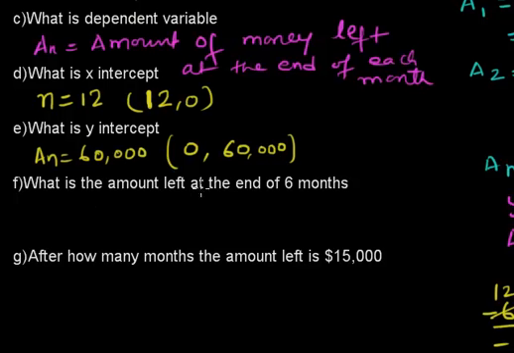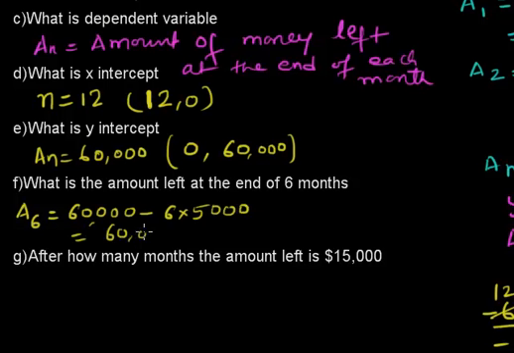What is the amount left at the end of 6 months? At the end of 6 months, A_n is 60,000 minus 6 times 5,000. So this is 60,000 minus 30,000, and the result is 30,000. These are all dollars.